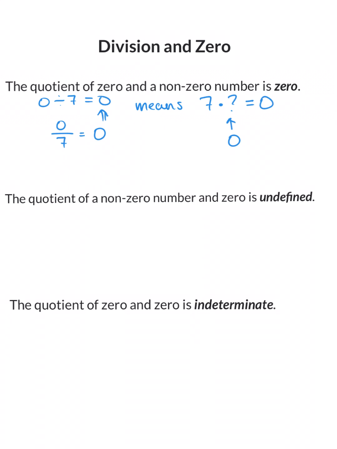The second one that we have is the quotient of a non-zero number and 0 is undefined. So let's look and see what this looks like. Give me any non-zero number, let's say 5. I want to try to divide this by 0. You can also write this as a fraction, 5/0. What this means, if we translate it to a multiplication problem, we get 0 times what equals 5. And is it possible to have 0 times anything be 5? The answer is no, because 0 times anything is always 0. Since it cannot be done, we refer to it as undefined.